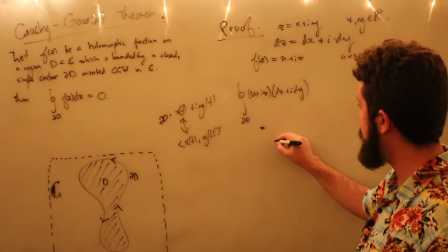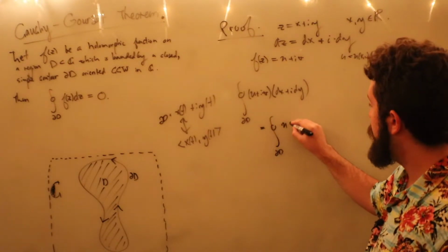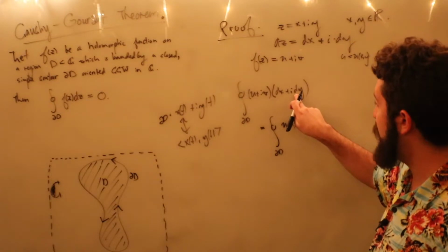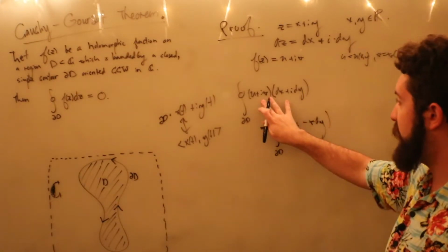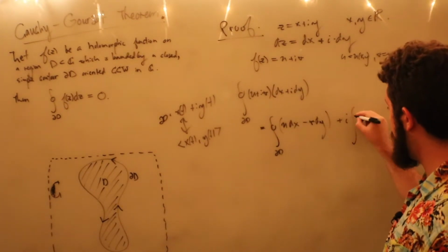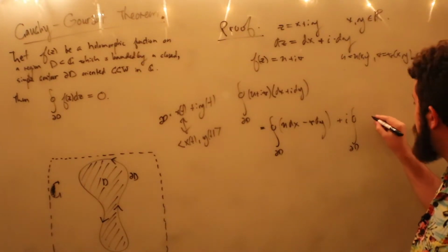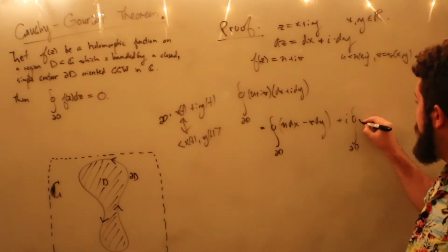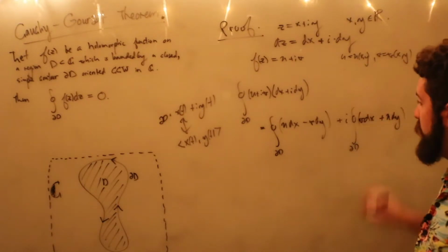Alright, let's multiply out, and what do we get? We're going to get the integral over boundary D of u dx minus, since i squared is negative one, v dy, and then I'm going to collect the imaginary terms in another integral, plus i times the integral over boundary D of v dx plus u dy.